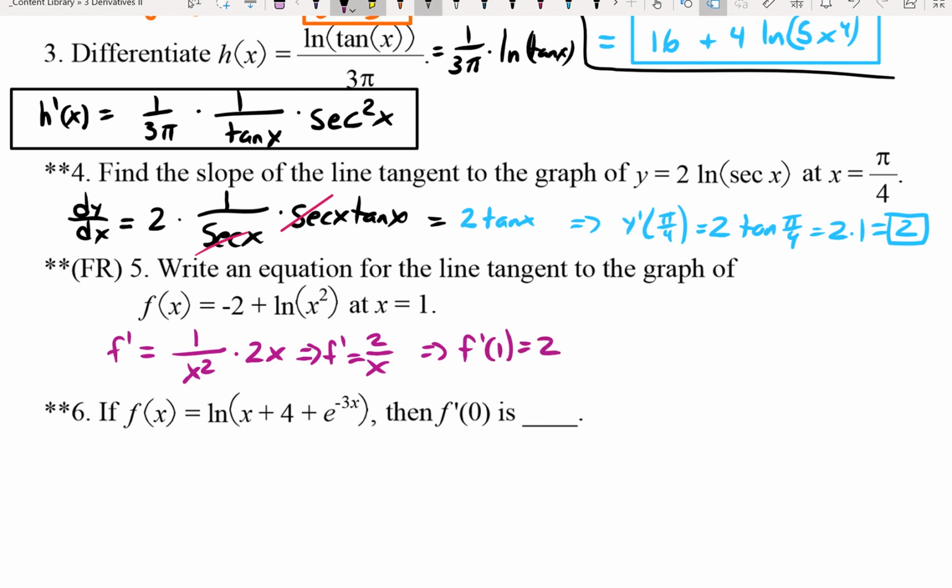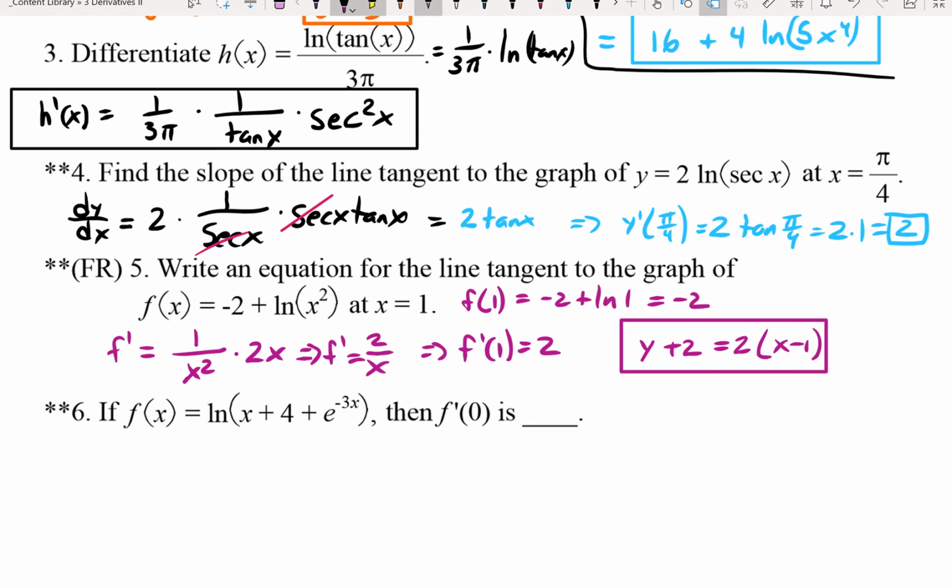Then to get the y value, I need to evaluate the function at 1. Negative 2 plus ln of 1, that just equals negative 2 since ln of 1 is 0. So now I can write the equation of my tangent line. Y minus the y coordinate, y minus negative 2, is equal to the slope, 2, times x minus the x coordinate, x minus 1. And there's the equation of my tangent line.